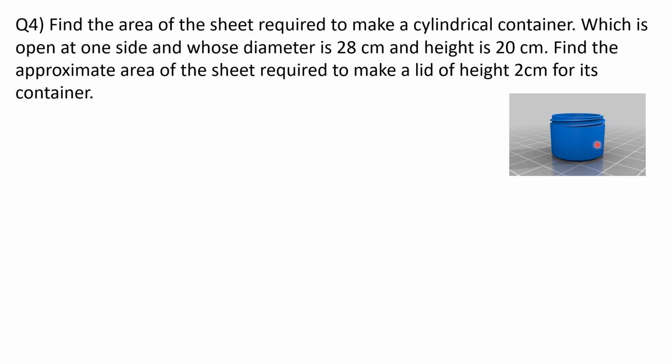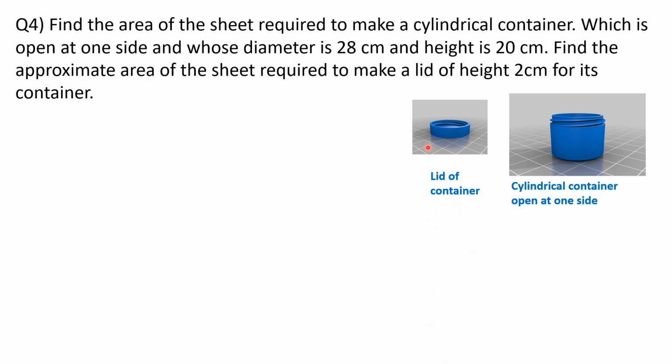Okay, now we have to also find the approximate area of sheet required to make a lid. Lid means the upper cover to cover this cylinder. So I've shown here, see, the cylindrical container open at one side and I've shown a lid. You have to find the area of the sheet required to make the lid, of height 2 centimeter. The height of this lid, can you see? This one is 2 centimeter. So now student, area means you have to find how much paper will be required.